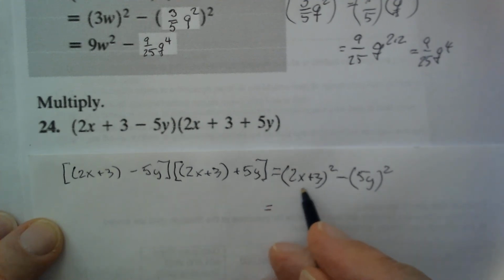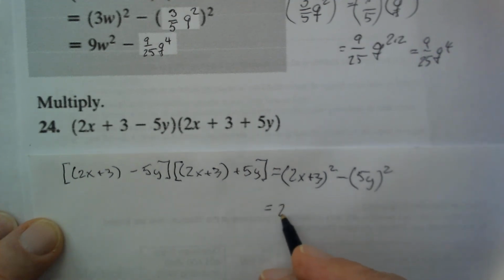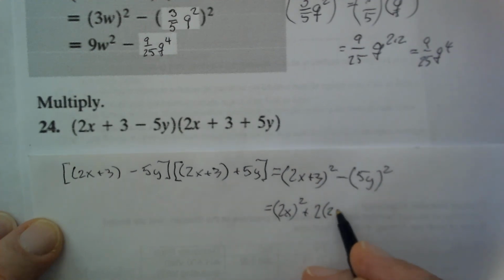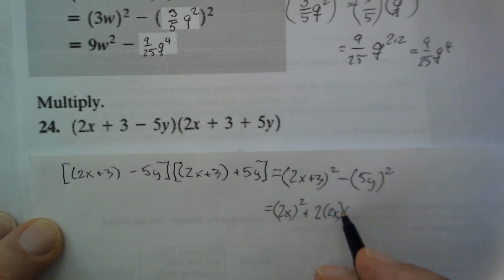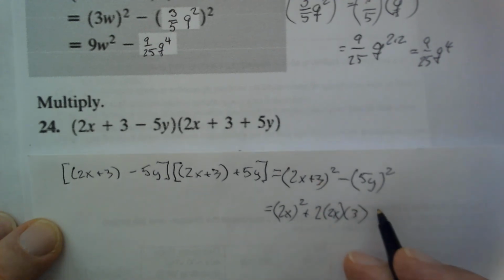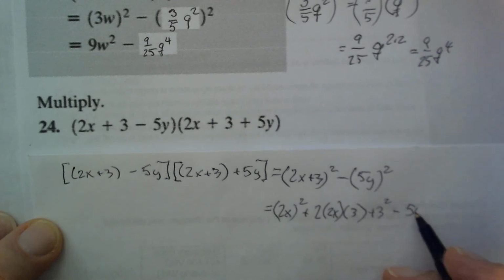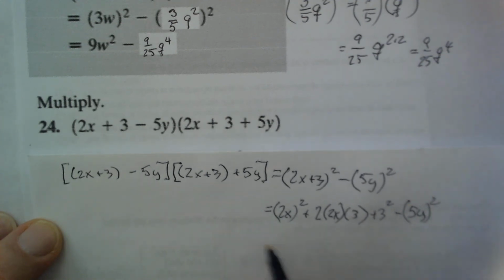Now we learned how to take the square of a binomial. That's a squared, in other words, 2x squared plus 2 times a times b, so 2 times 2x times the last term, 3. And then we square this last term. The b squared would be plus 3 squared. And then minus 5y squared.